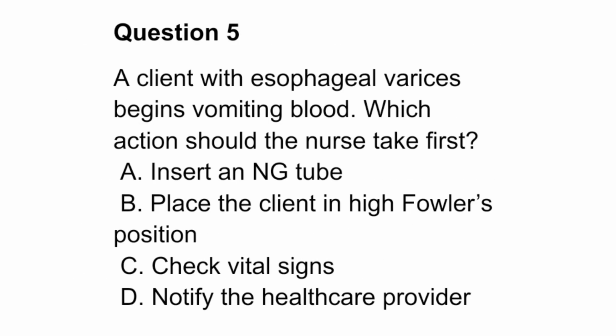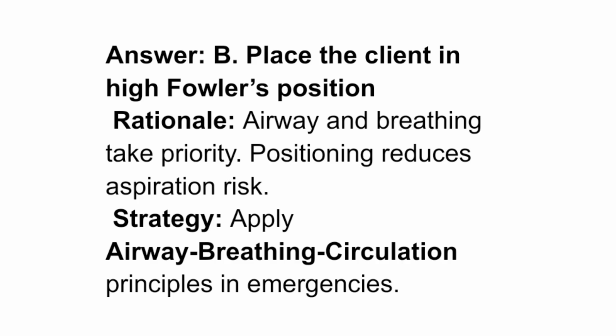Question 5. A client with esophageal varices begins vomiting blood. Which action should the nurse take first? A. Insert an NG tube. B. Place the client in high Fowler's position. C. Check vital signs. D. Notify the healthcare provider. Answer: B. Place the client in high Fowler's position. Rationale: airway and breathing take priority. Positioning reduces aspiration risk. Strategy: apply airway, breathing, circulation principles in emergencies.